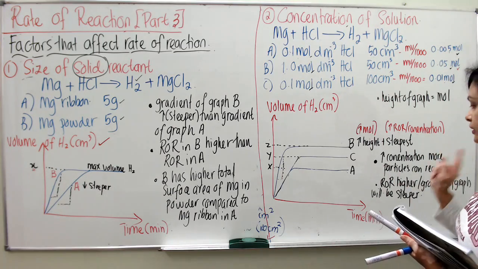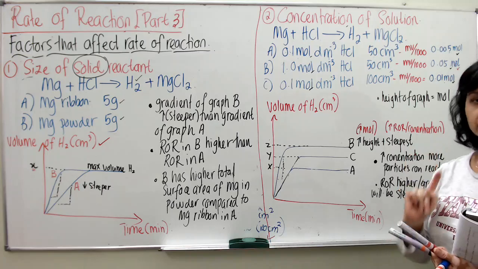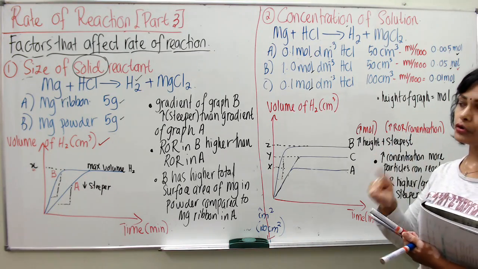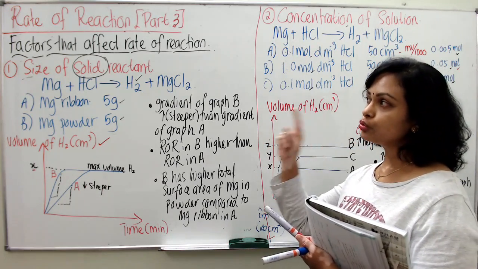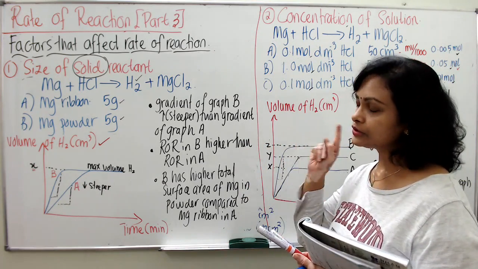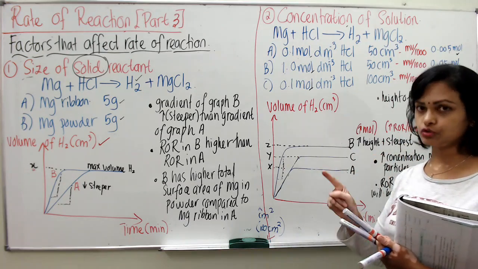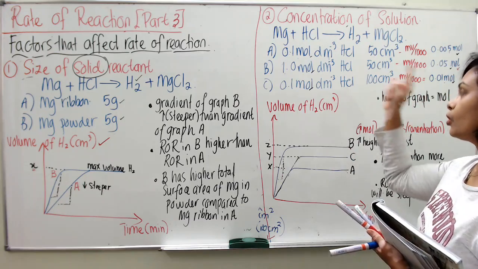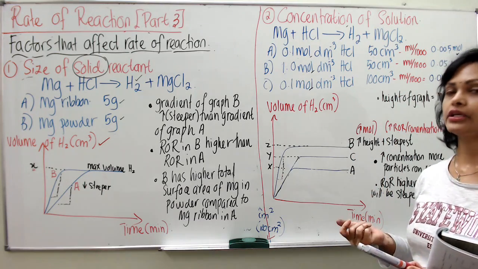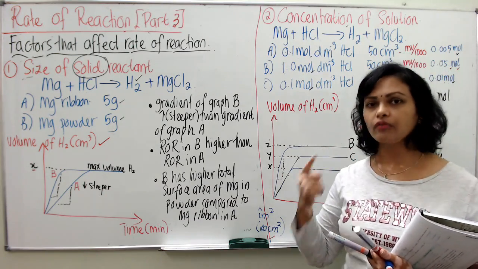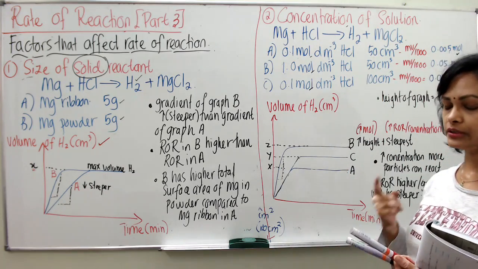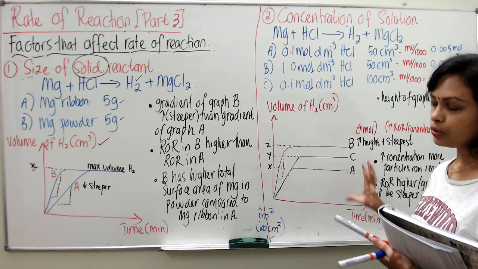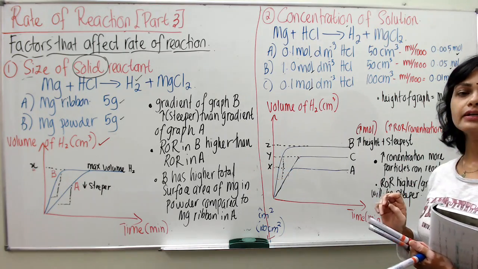Alright, so this is how we explain factors affecting rate of reaction for size of solid reactant. In order for you to manipulate this factor, you must have at least one reactant which is solid, and in order for you to manipulate concentration as one of the factors affecting rate of reaction, make sure one of the reactants is in the form of a solution. So this is how you compare your factors affecting rate of reaction.